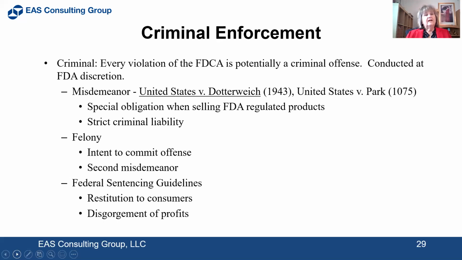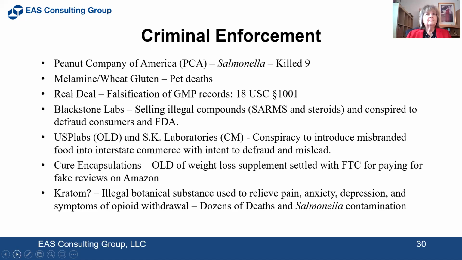Also, if you get a second misdemeanor, they can elevate it to a felony. They have federal sentencing guidelines for this. Mainly that there will be restitution to the consumers, and they want to make sure that you have been disgorged of your profits. Here are some examples of other companies that have gone through this. Peanut Corporation of America had a salmonella outbreak that killed 9 people. The melamine and wheat gluten case had pet deaths. Deaths and injury are places where the FDA will really get involved and take care of things.